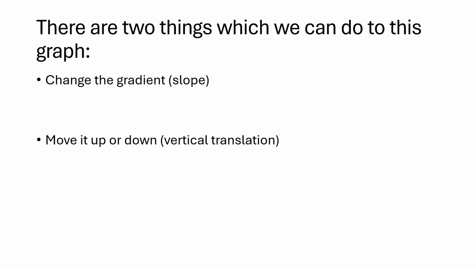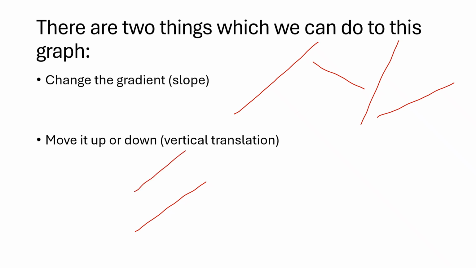So we can change the slope of the graph. So this is what we call the gradient. We could make it steeper, shallower, make it go the other way. And the other thing we can do is we can move our graph up or down. And we'll say that's a vertical translation because we are moving it vertically, up or down.